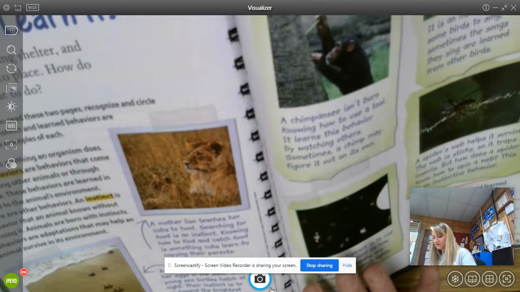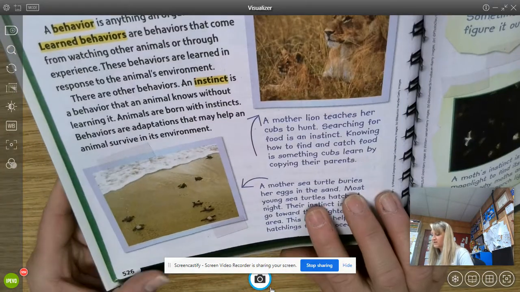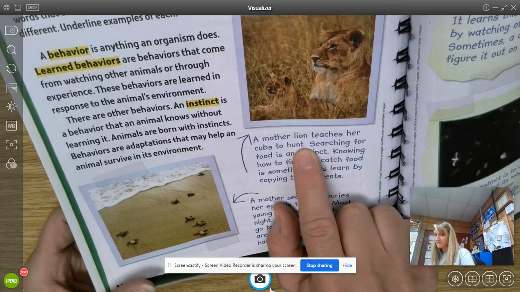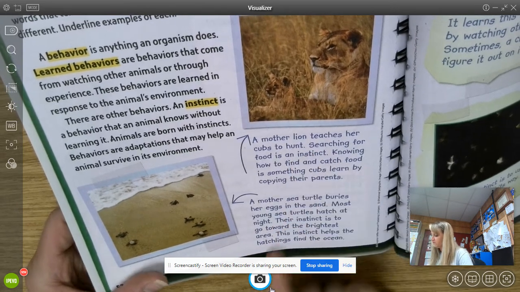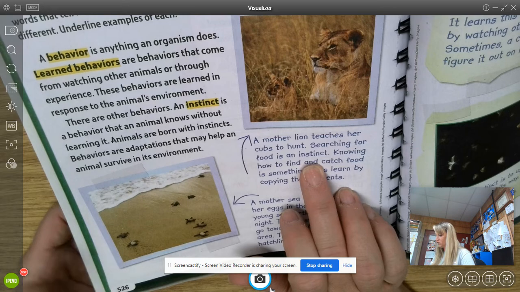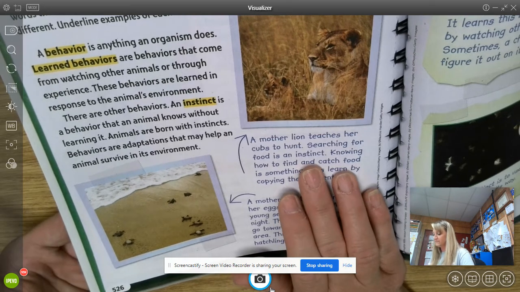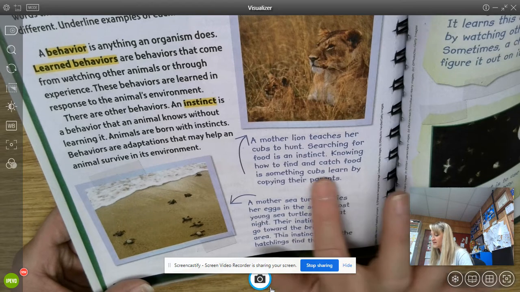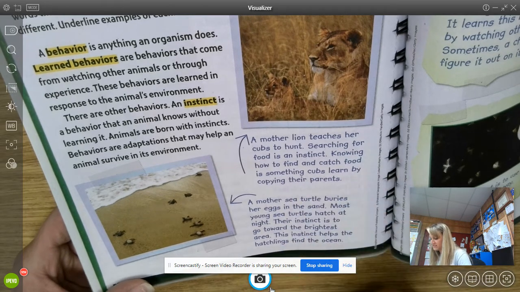Let's see. A mother lion teaches her cubs to hunt. So that's a learned behavior if they teach them. Searching for food is an instinct. They already know how to find food. Instinct, you already know how to do. Learn, you're taught. Okay? Knowing how to find and catch food is something cubs learned, copying their parents.